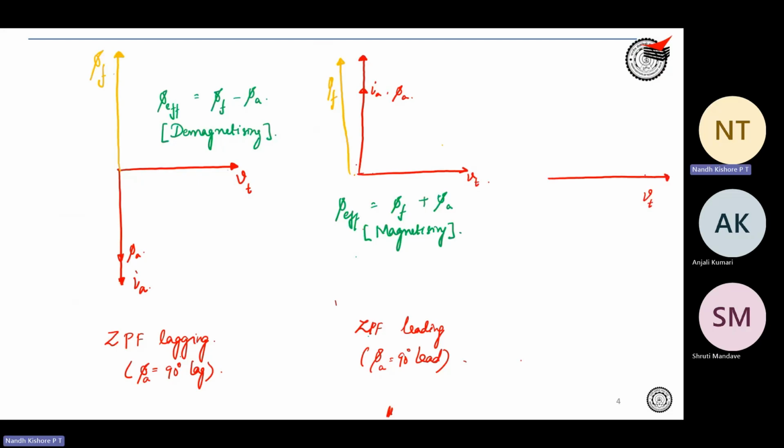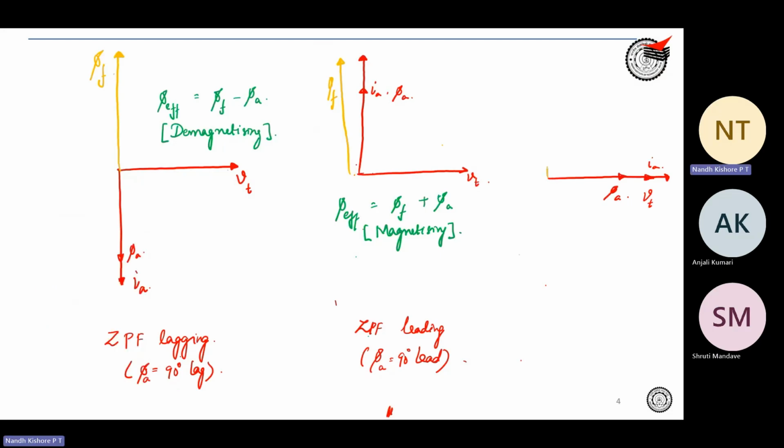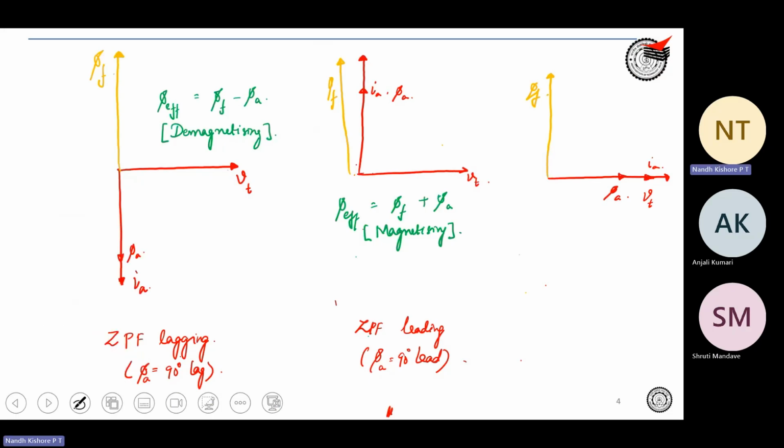So VT is also in this direction. Your IA is also in this direction. Therefore, your phi A is also in the direction of your VT. And your phi effective, as usual, is over here. So what you would see is that the net value would be somewhere over here. That is the resultant of both phi F and phi A. This would be your phi effective.